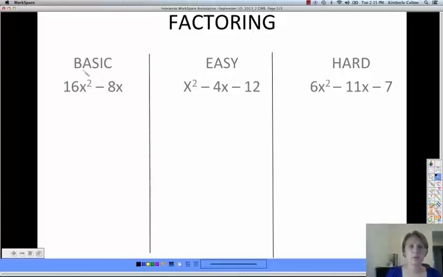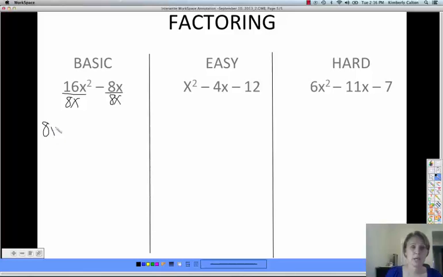When we're looking for basic factoring skills, we're looking to see if all of the terms have something in common. In this case, we want to decide if the two terms here have anything in common. Since 16 and 8 are both multiples of 8, I could divide both of those numbers by 8. I also see that I have two x's here and one x here, so both terms can also be divisible by x.